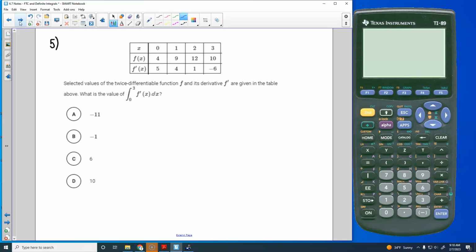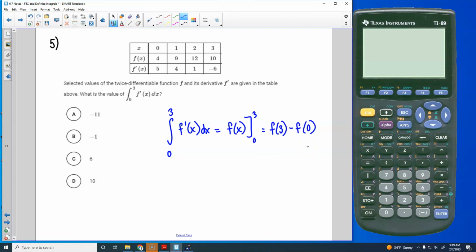Selected values of the twice differentiable function f and its derivative f prime are given in the table. What is the value of the integral of f prime from 0 to 3? Okay, so whenever we integrate f prime, what do we get? F. And so if we evaluate f from 0 to 3, that means we'll be doing f of 3 minus f of 0.